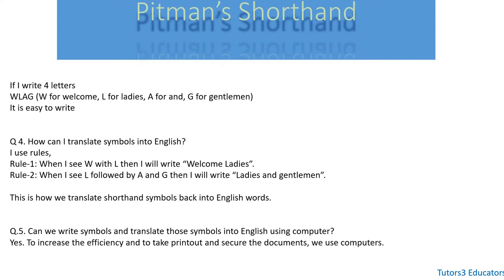How can I translate symbols into English? Another question. I will use some rules. Rule number 1 is, when I see W with L, I will write welcome ladies. Whenever I see W and L in the shorthand wording, I will translate it into English as welcome ladies. Rule number 2 is, when I see L followed by A and G, I will write ladies and gentlemen. So this will be welcome ladies and gentlemen. This is how we translate shorthand symbols back into English words.